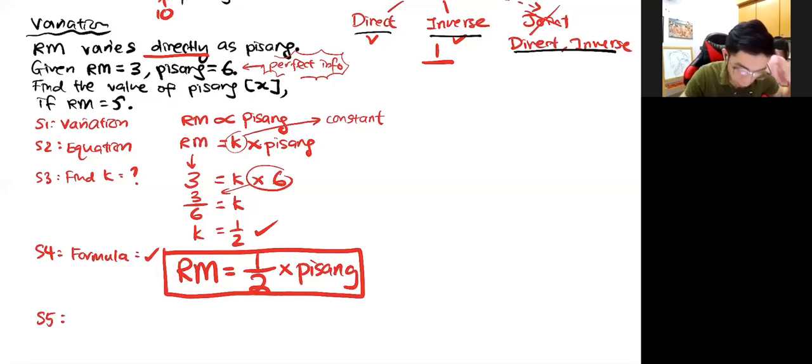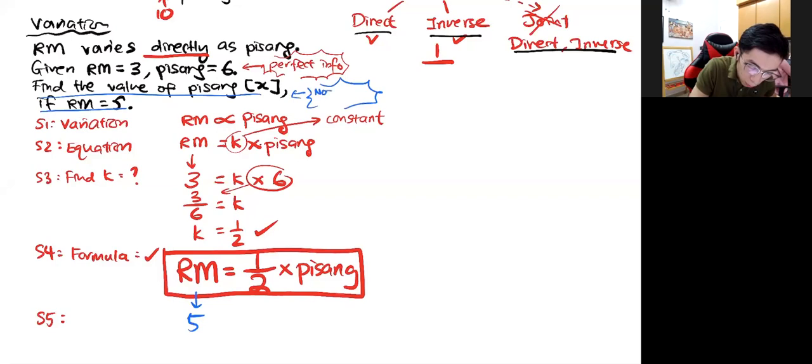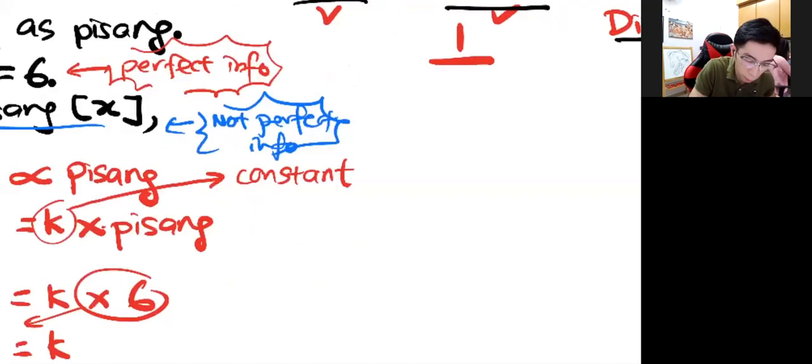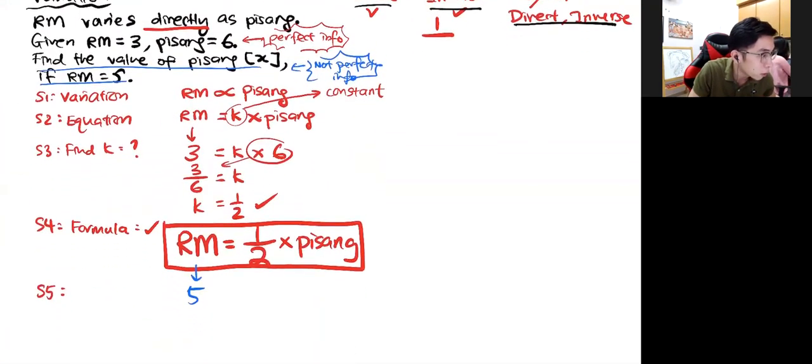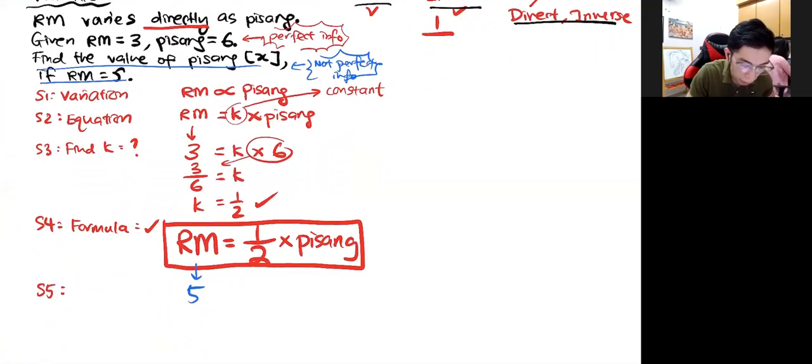But if you are not so sure, follow my step first. So Rm equals how much? It's 5. You see, this information is not complete, so I put it here. This is the not perfect info. So in the not perfect one, can you see x is unknown and the Rm is 5, so Rm equals 1 over 2 times x.